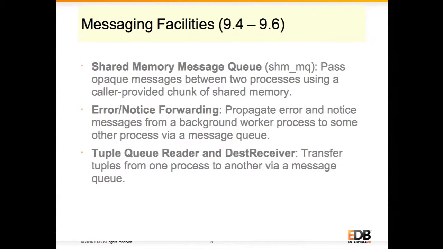And then the other thing we need to pass between the workers and the leader are tuples. And the thing that receives tuples from the executor is called a dest receiver. So we have a new kind of dest receiver that knows how to write tuples into a shared memory message queue, along with a little bit of metadata and control information. And then the leader uses something called a tuple queue reader to pull the tuples back out of the queue. So that's how the tuples get between the two things. So every parallel worker is connected to the leader by two separate queues, one for errors and notices and the other for tuples.